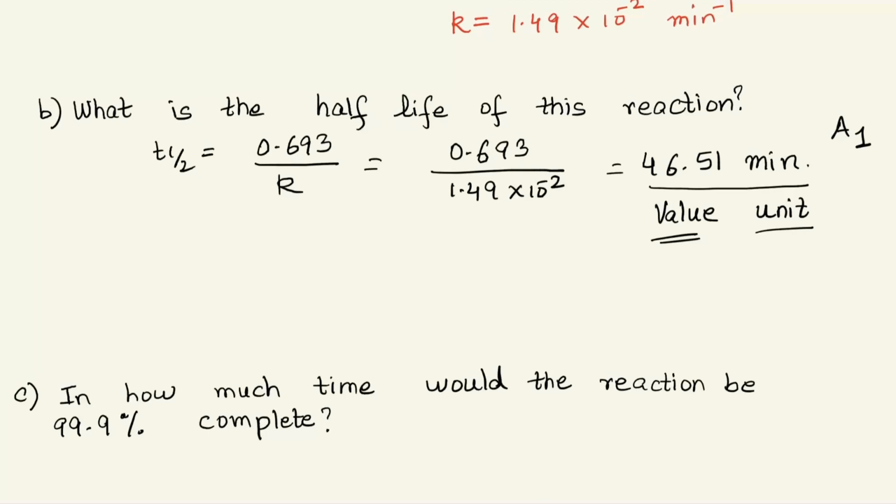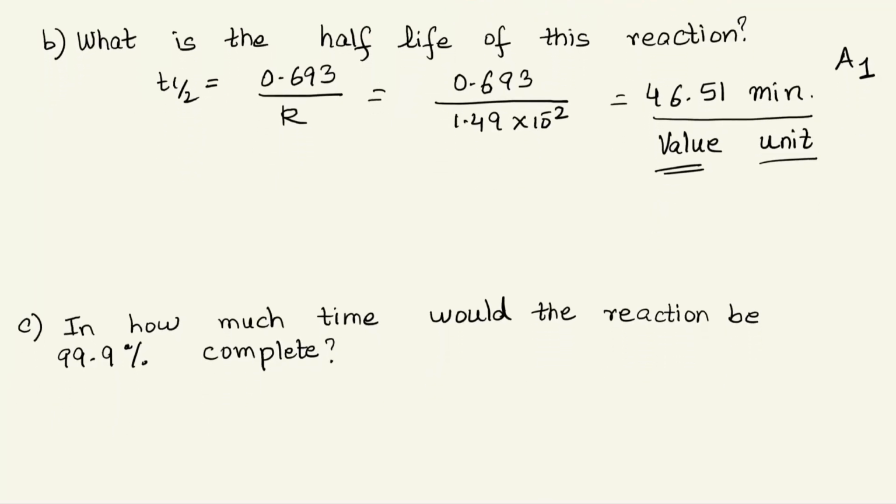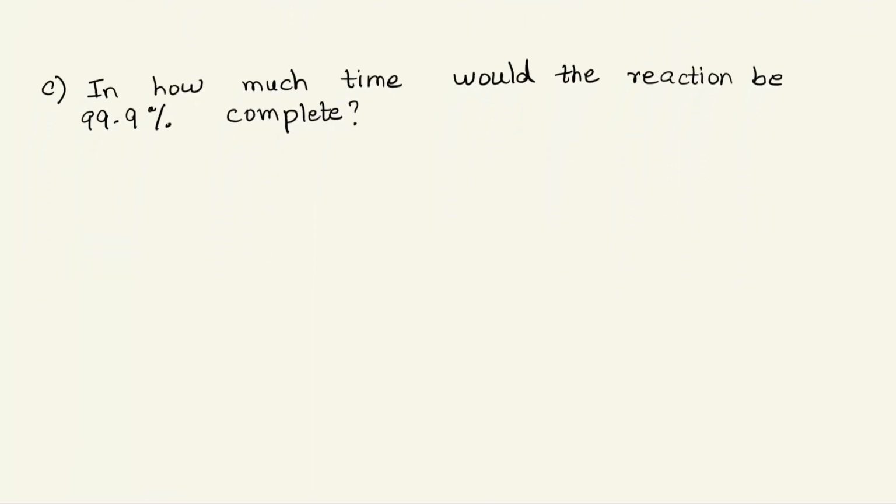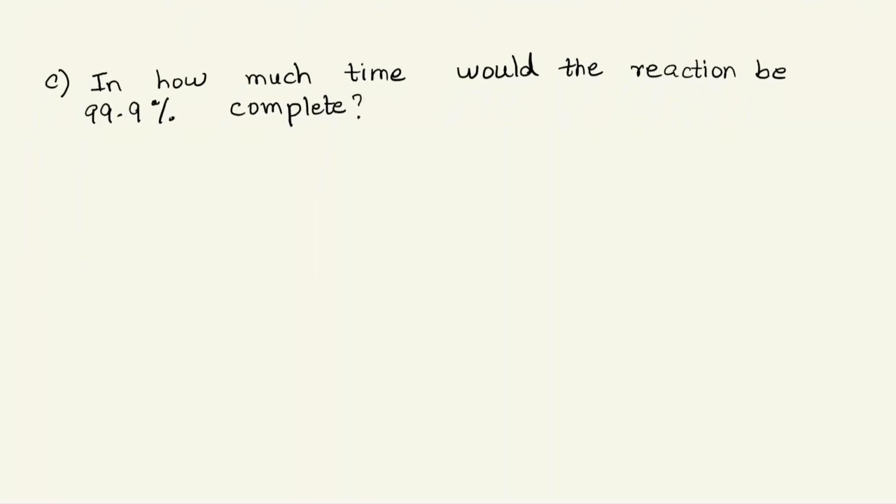Oh yes, there's a third part to this question. The question says, in how much time would the reaction be 99.9% complete? Meaning to say, in how much time would the reaction be almost complete? Why are we using the word almost? Because if you remember, the graph that we had drawn almost went parallel to the x-axis, correct? Okay, so in how much time would the reaction be 99.9% complete?